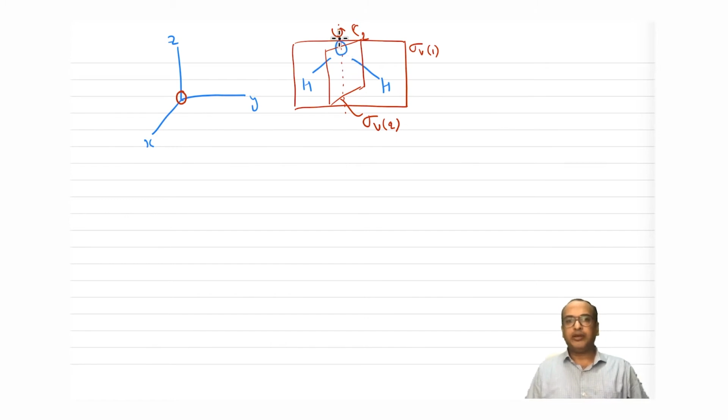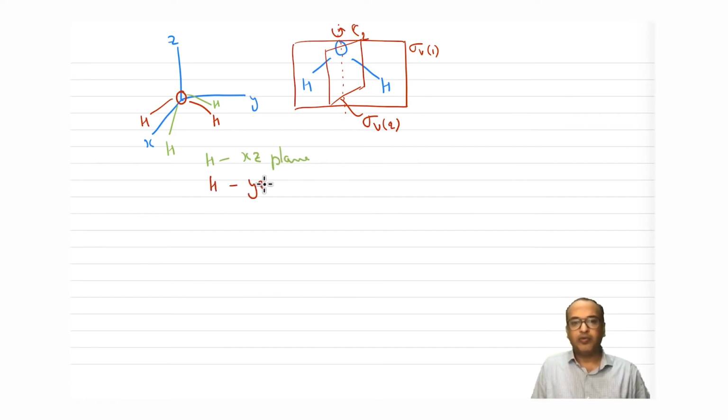Okay, and then since the C2 axis is the principal axis, that goes along the z axis, so that's how our molecule is going to be. Now whether we define the two hydrogens in the YZ plane like this, or we define the hydrogens like this in the XZ plane. So the green hydrogens are in the XZ plane and the red ones are in the YZ plane. So which one is the correct orientation?